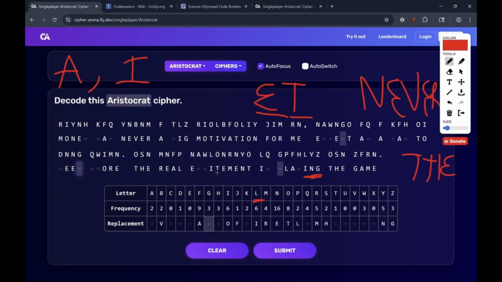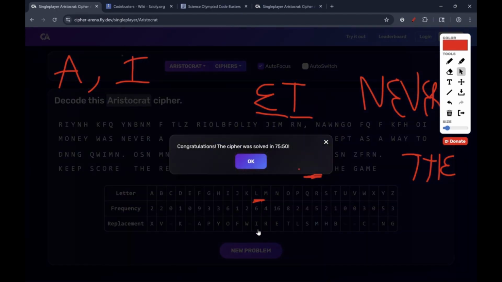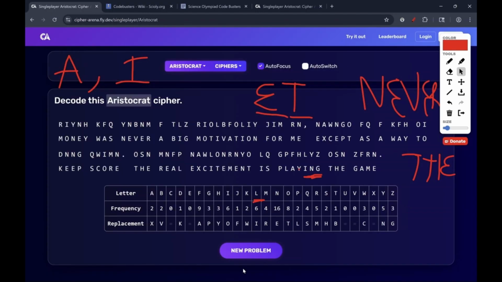At the bottom here, you can see excitement, so you can fill that out. Placing, not placing, sorry. Why? Because I see money here. And then you can solve out the rest of the cipher. Money was never a big motivation for me, except as a way to keep score. If I click submit, it's the right answer. And yeah, you can see I've been recording this for a while.